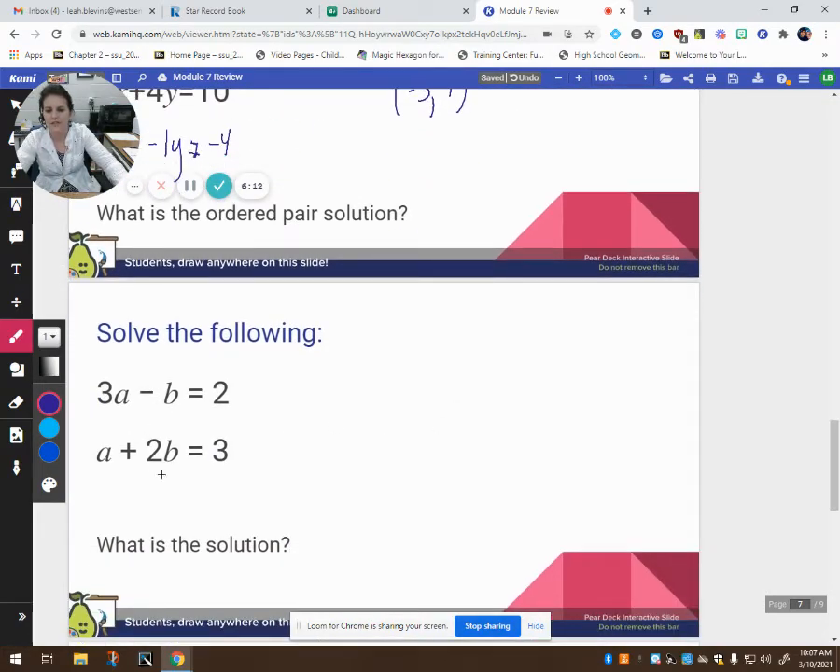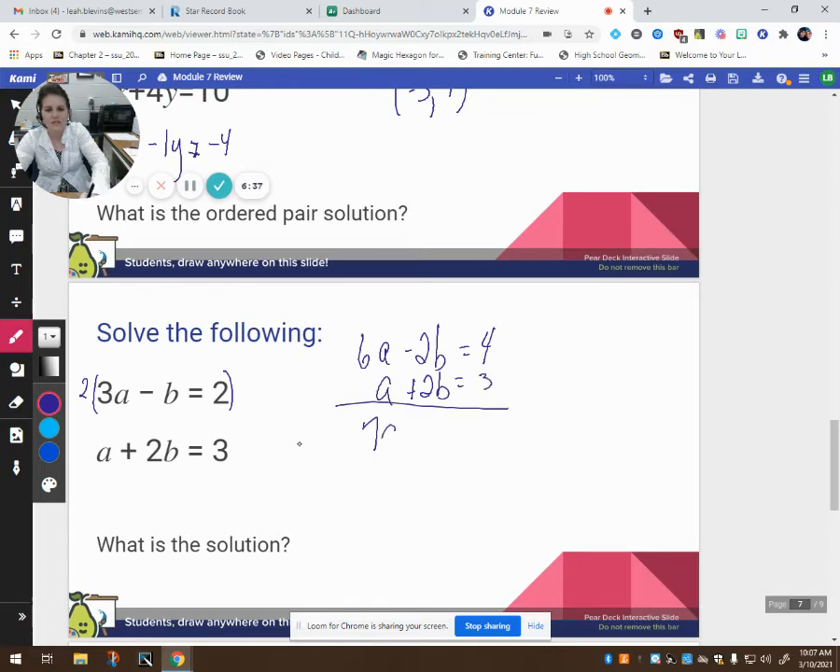All right, so looking at this one, there's nothing that's going to eliminate right off the bat, but I know that if I multiply all of these terms by 2, I'm going to have negative 2b and a positive 2b, so those will eliminate. So I'm just going to times everything in this top equation by 2. So 6a minus 2b equals 4. Now, go ahead and line them up. Plus 2b equals 3. I'm going to add them together. 7a, boom, that's eliminated, equals 7. So clearly a equals 1.